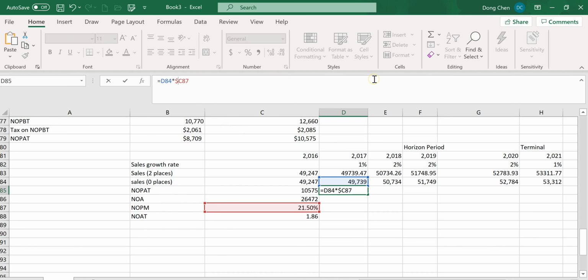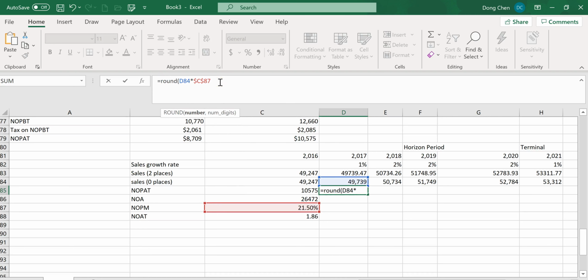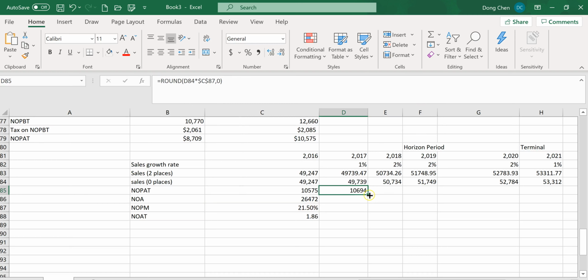But here I want to fix this cell, because when I drag the cell all the way to the right, this won't change. But I also want to use the round function to keep 0 decimal places. And that's what I want to do. So drag all the way to the right.